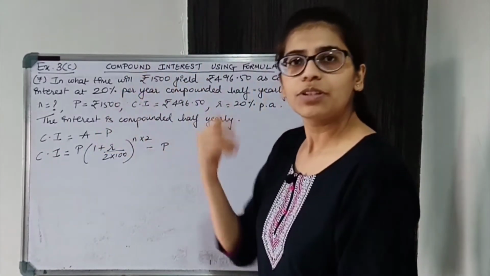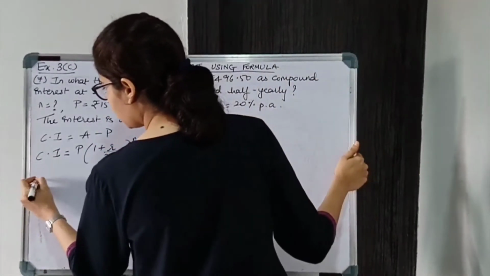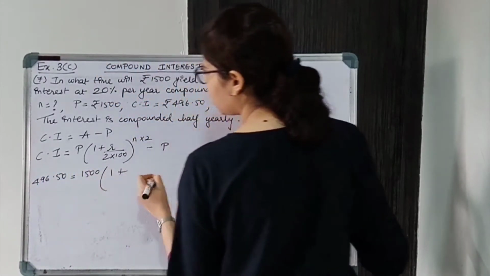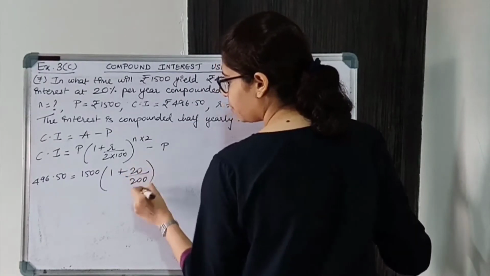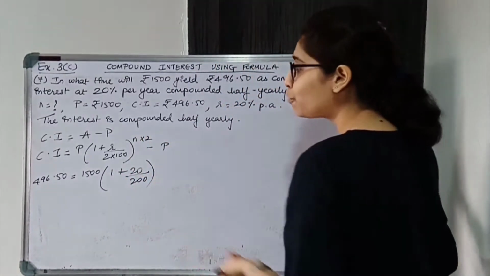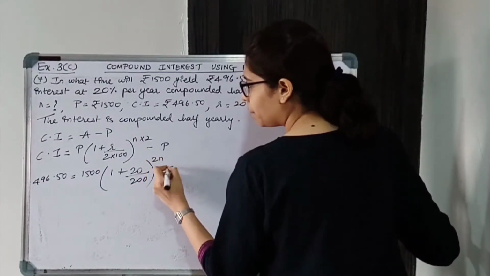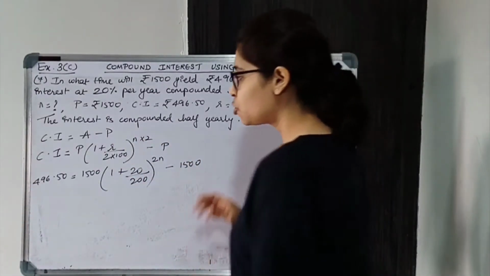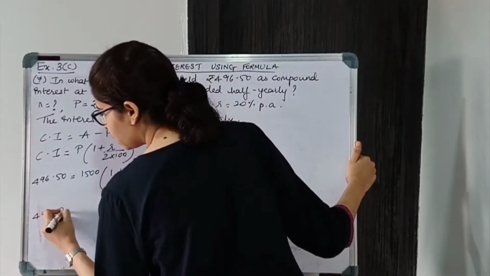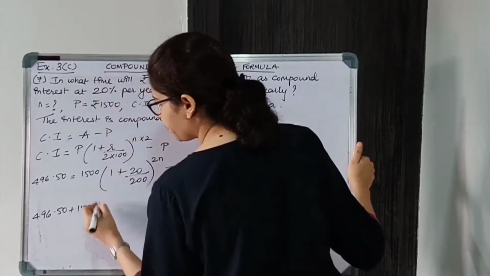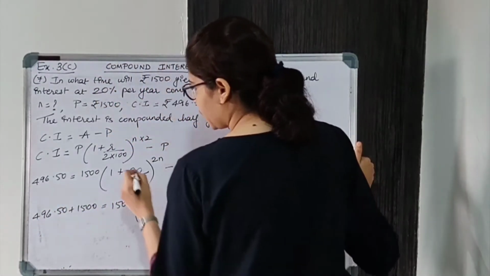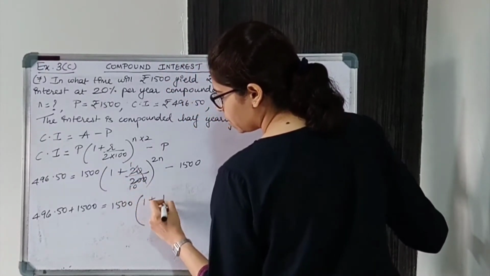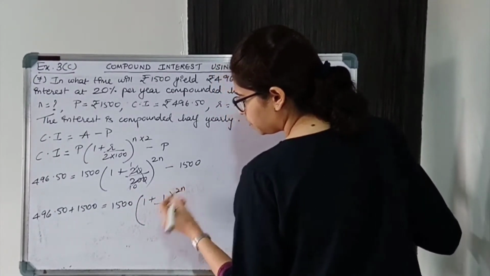Now let's substitute the values. So CI is 496.50, principal is 1500 into (1 plus R, which is 20, upon 200) raised to N into 2. N we don't know, we have to find. So N into 2 is 2N, minus principal 1500. Let's shift this to the other side. So it will become 496.50 plus 1500 is equal to 1500 into, over here the zeros will get cancelled, 2 ones are 2, 10s are... so (1 plus 1 upon 10) raised to 2n.